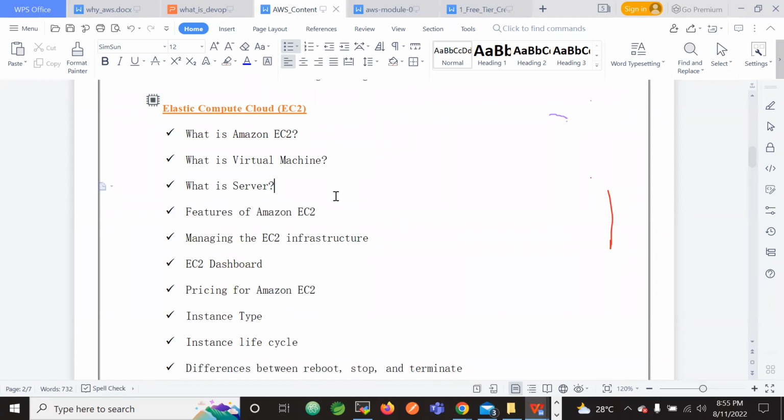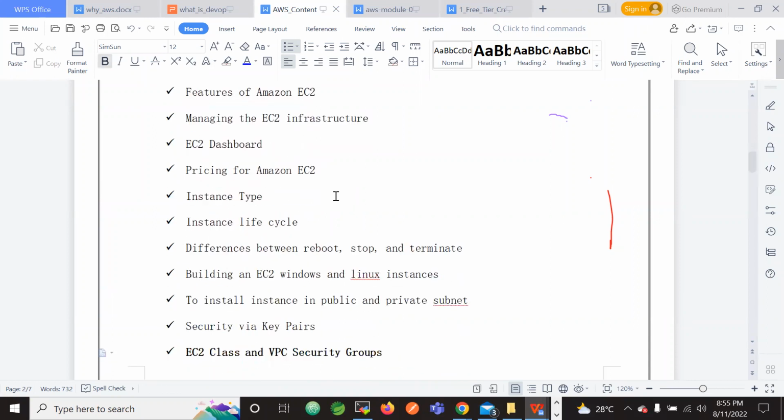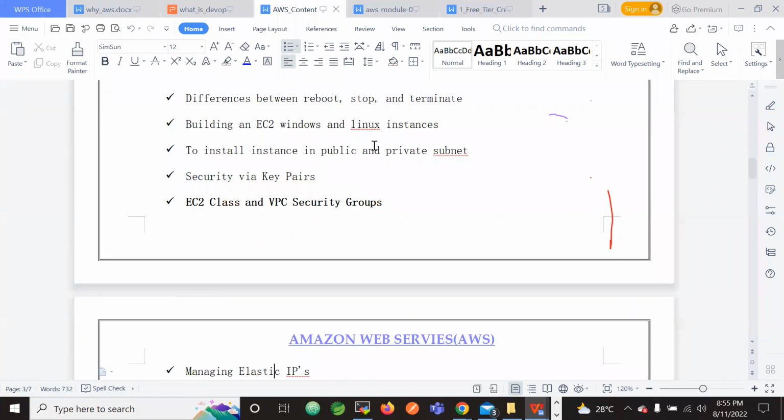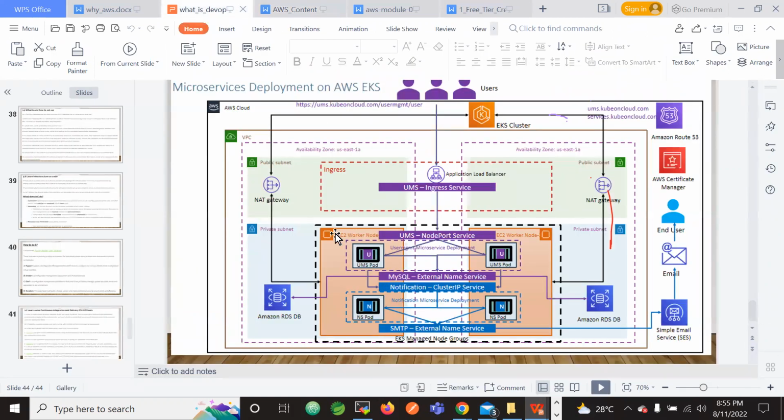Then we will discuss the further concepts of this EC2. Once we complete this EC2, what are we going to set up? We are going to set up these machines, the EC2 worker nodes you are seeing right there in the architecture.